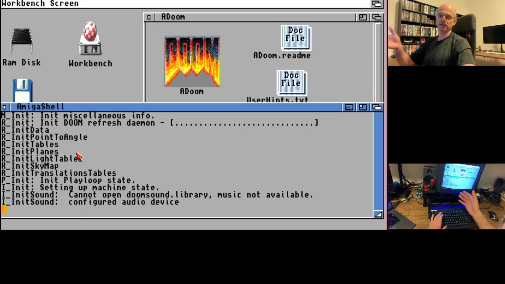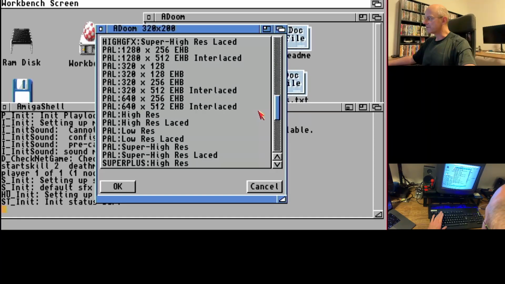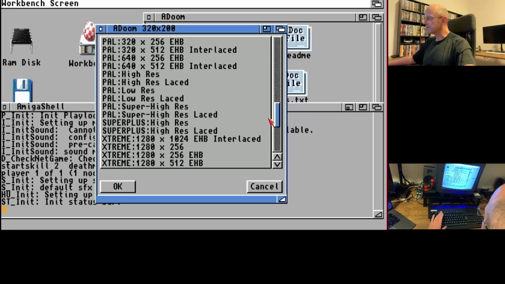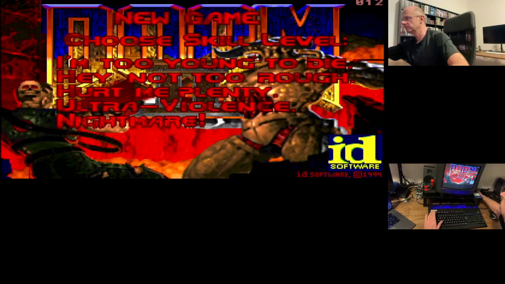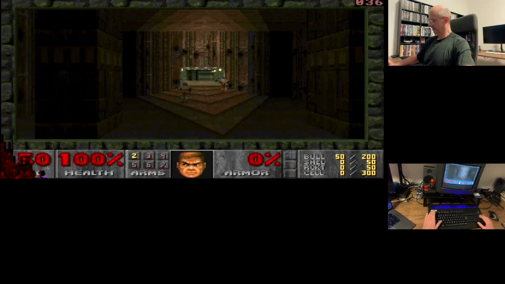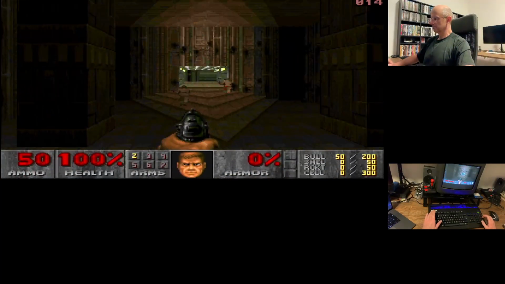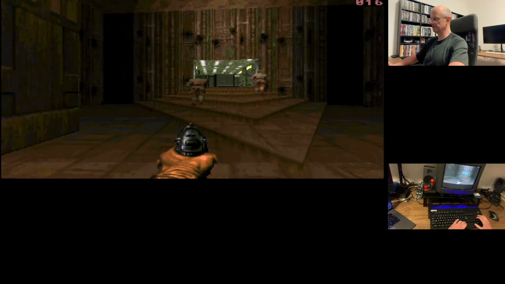I mean, you can already play at 50 megahertz, really good speed. I have plenty of resolutions because of IndieVision, but we are running PAL low res. The game's already there. Why is there no sound? Okay, there is a sound. I'm too young to die, obviously. Full screen. We are at 15 frames per second.